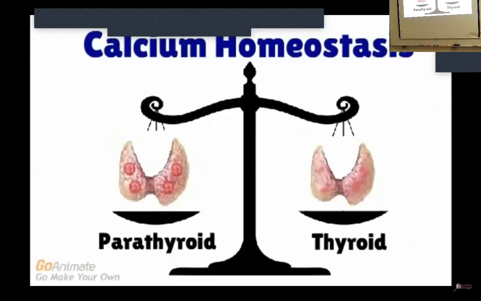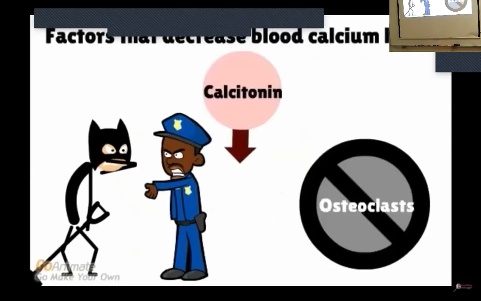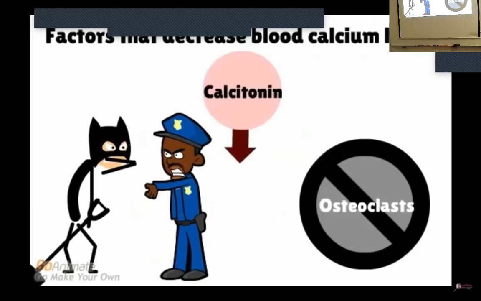So let's now examine the other side of blood calcium homeostasis. What happens when calcium levels in the blood are too high? When there are high levels of calcium in the bloodstream, the thyroid gland produces calcitonin. Calcitonin is a hormone that increases bone building, meaning that more calcium goes from the bloodstream into the bones. And how does calcitonin do this? Well, you can think of calcitonin as a police officer who is stopping the vandals from taking apart the building.